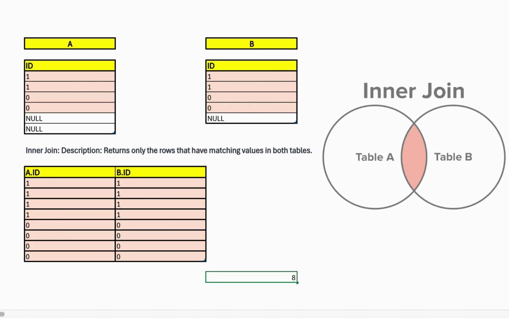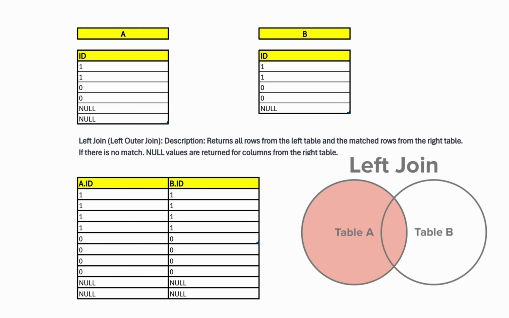Now let's try to understand the left join. To understand left join, again we have this figure, and this figure says that when we apply left join between table A and table B, we get all the rows from table A and we get only those rows from table B which are matching in table A. So let's understand this now using this input and output.